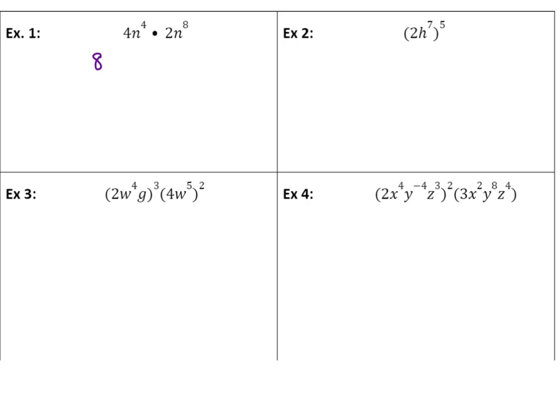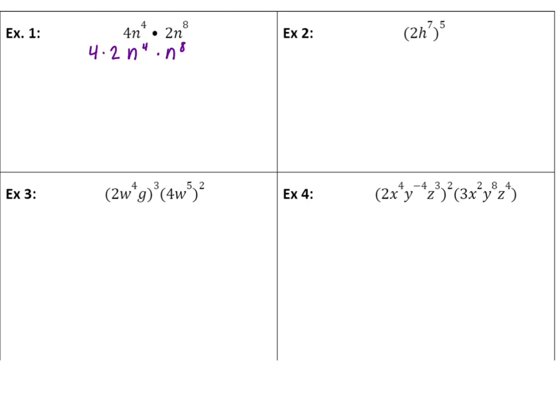Now with my n's, they have the same base, right? They're both n's to different powers. I can use my product of powers rule, which tells me that when I am multiplying any number to two exponents, I can add the exponents together. So I'm going to say it's going to be 8, which is just, let's go ahead and write that, which is 4 times 2, and then n to the 4th times n to the 8th.